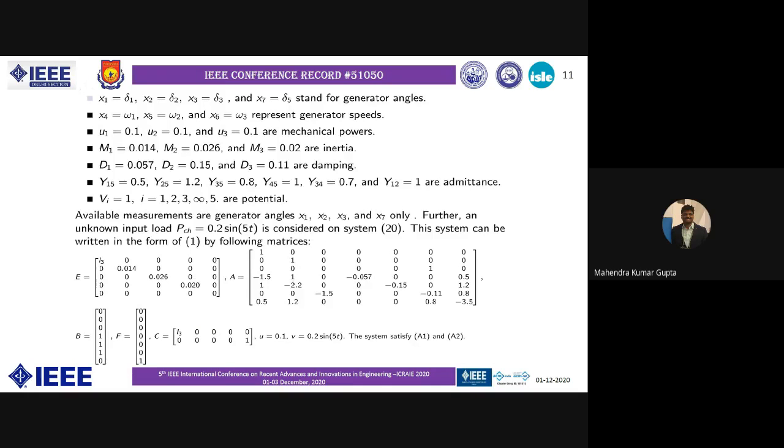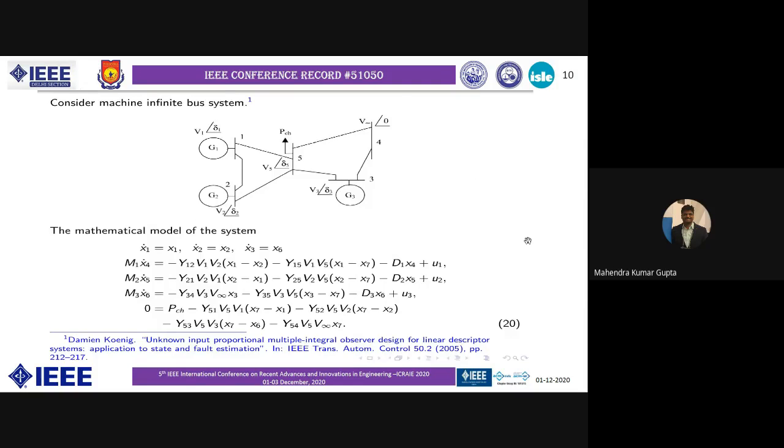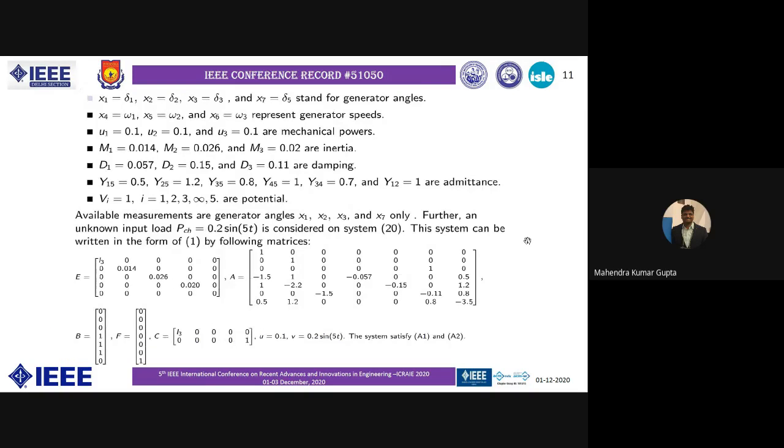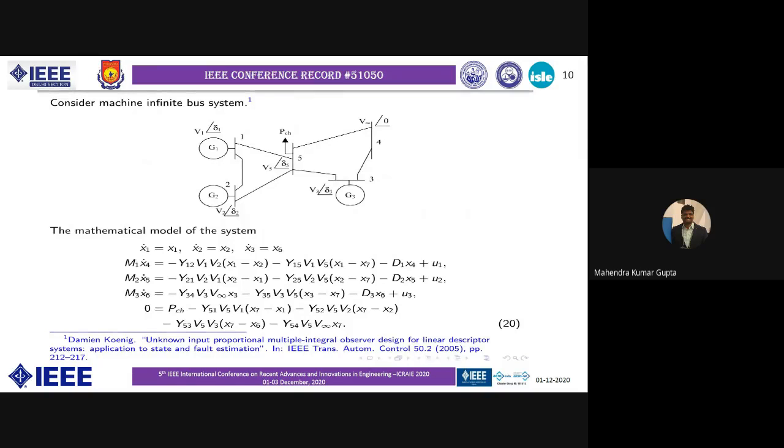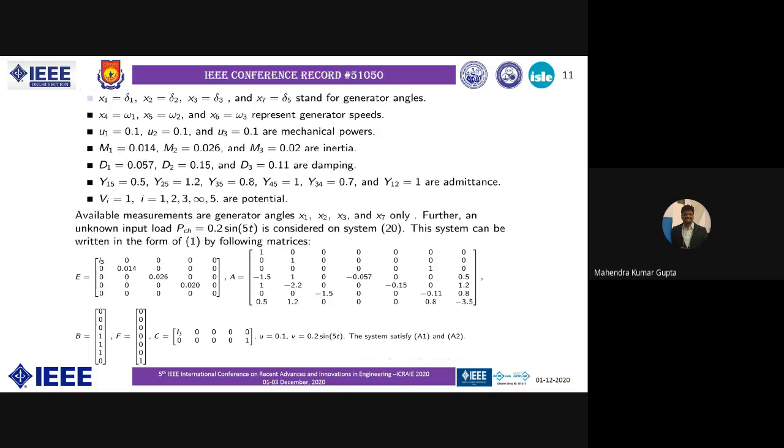Now we see that the available measurements are only generator angles. Further, an unknown input load is also considered here. If we convert this system 20 to matrix format, we can write the matrices as follows. Let us notice that in the last equation of system 20, there is no differentiation involved, so it is an algebraic equation. The rest are differential equations and this one is algebraic, so this is called a differential algebraic equation, meaning a descriptor system.